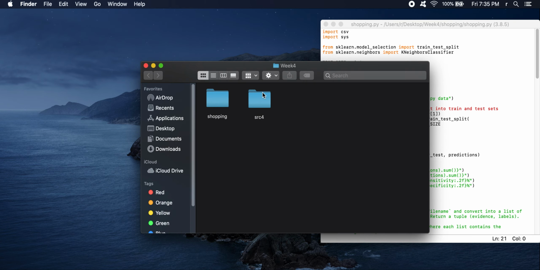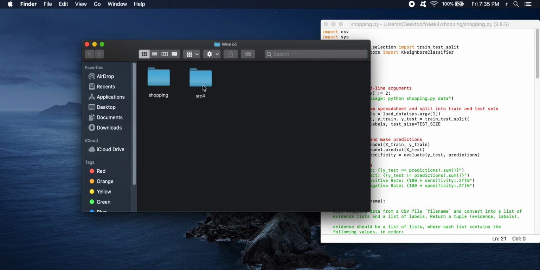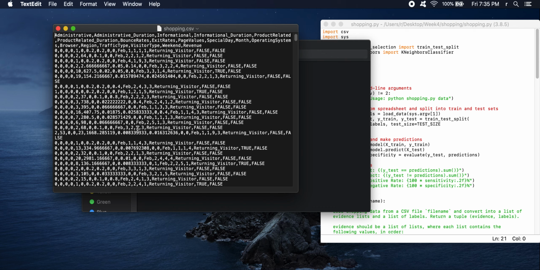Let's look at CS50AI Project 4A, shopping. So we'll just take a quick look at the directory. This file has the data, and we'll just take a quick look at what that looks like.